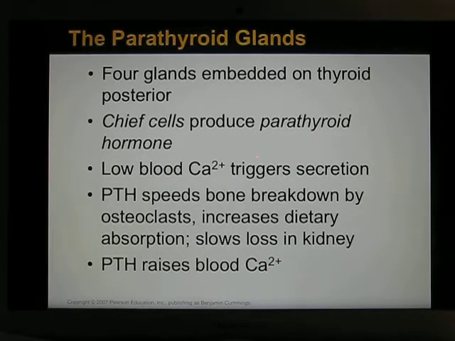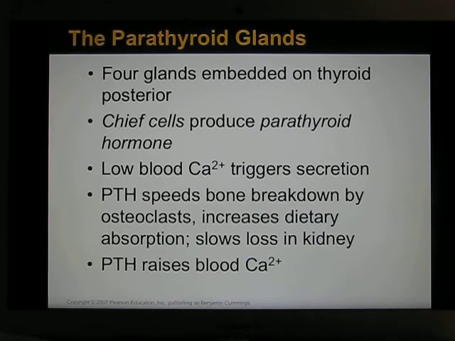In the posterior part of your thyroid gland, you have 4 small glands, and they're called the parathyroid glands. The parathyroid glands release parathyroid hormone, and their function is calcium. They maintain the calcium concentration in your blood.